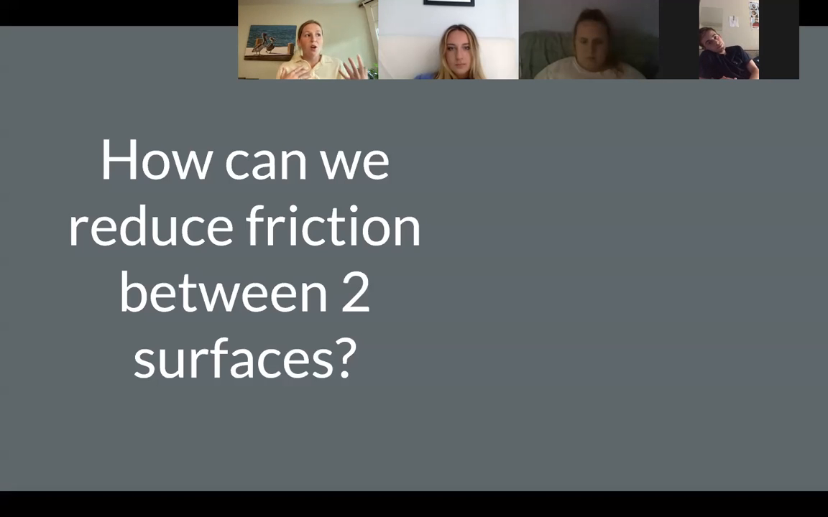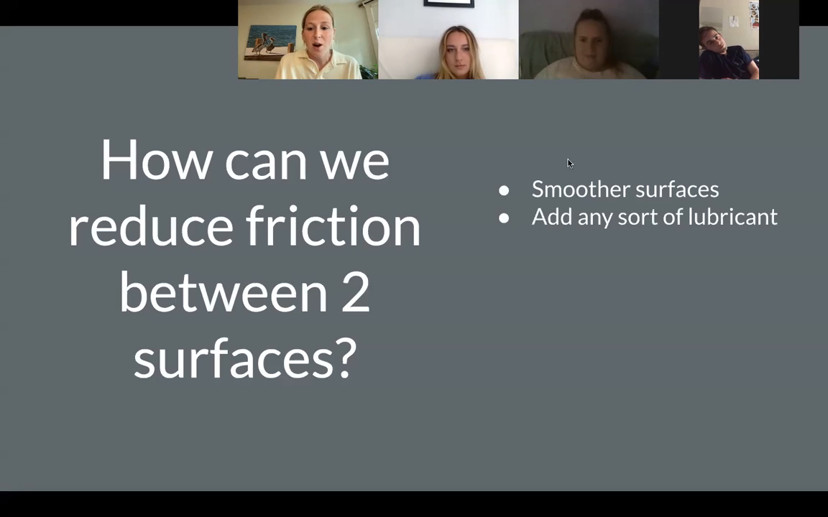And so there are situations though where we might want to reduce the friction between two surfaces. The way that we can do this is by using a smoother surface. What kinds of materials generate more friction, Bay? Rough materials. Rough materials, yeah. So if we wanted to reduce friction, we might use smoother materials, or we might add some sort of lubricant. Let's think about a slip and slide. What do you want to add to a slip and slide? Soap. Soap, yeah. And what else?